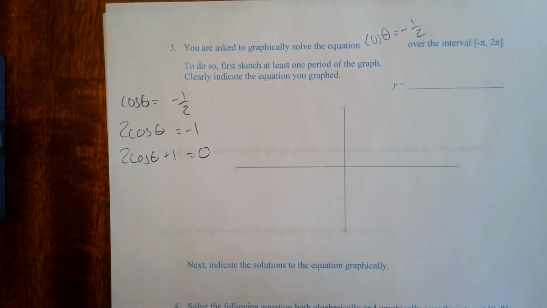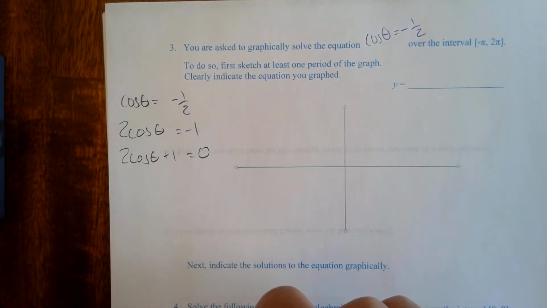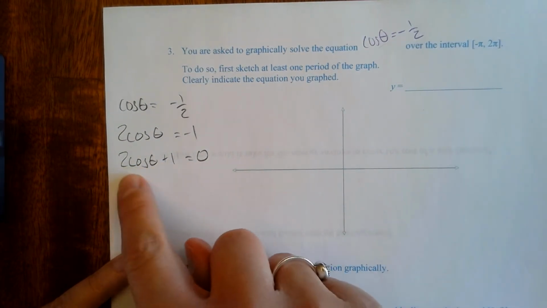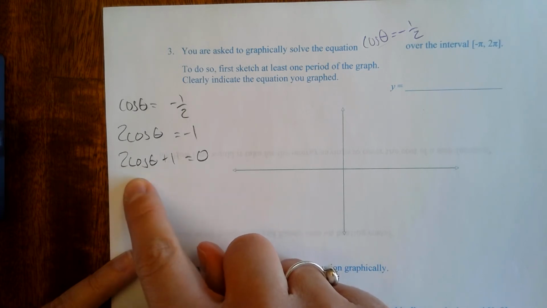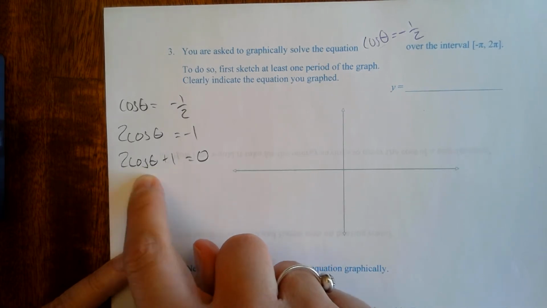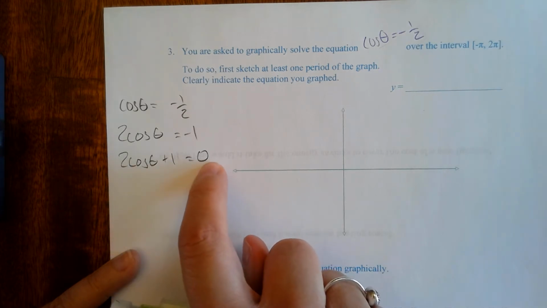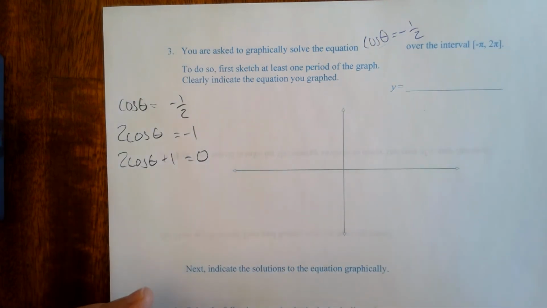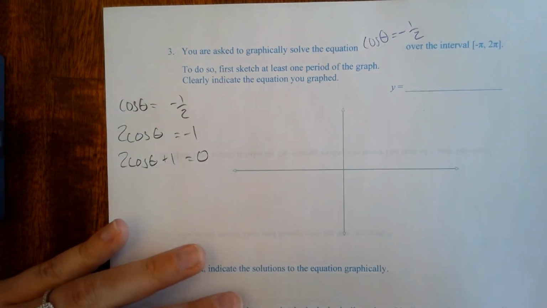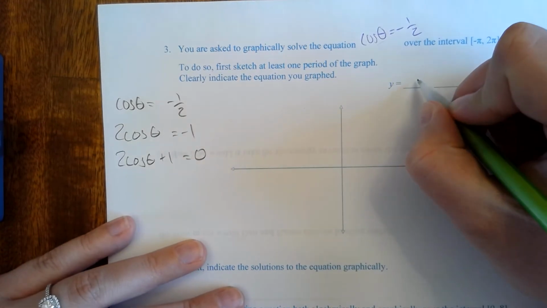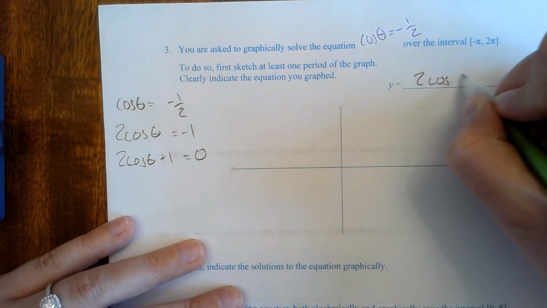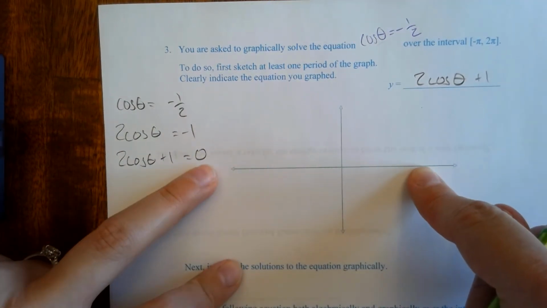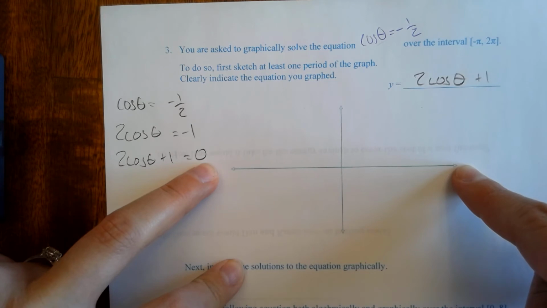So now I have something that I can solve, in quotation marks, where I can find answers to it. And this is also something that I can graph pretty easily. So I'm going to graph 2 cos theta plus 1. And then if I graph y equals 0, that's just the x-axis, and I'm going to see where they cross each other. So clearly indicate the equation you graphed: y equals 2 cos theta plus 1. That's what I'm going to graph, and I'm going to see where it crosses y equals 0, which is the x-axis.